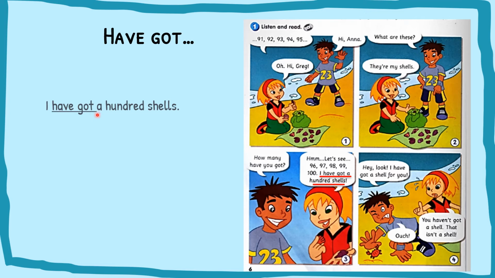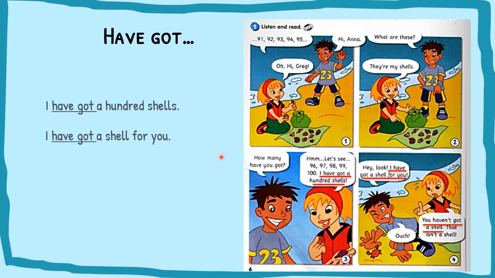Now let's see the next one, box 4. Greg said, I have got a shell for you. It's the same rules as before. Greg used have got. Why did he use have got? Because the subject in front is I, and I is in the plural group. So it became, I have got a shell for you. Let's see, do we have another one?